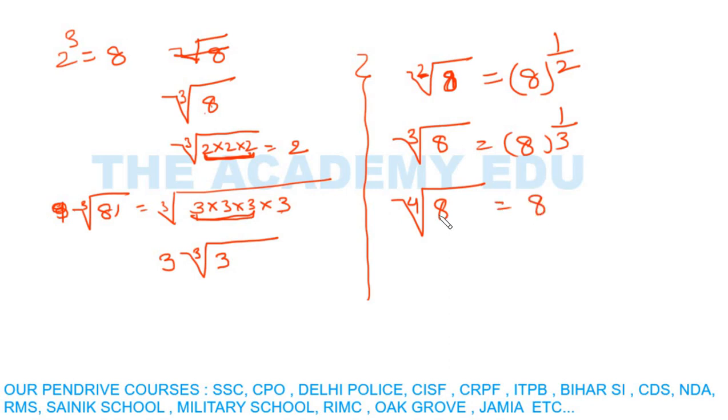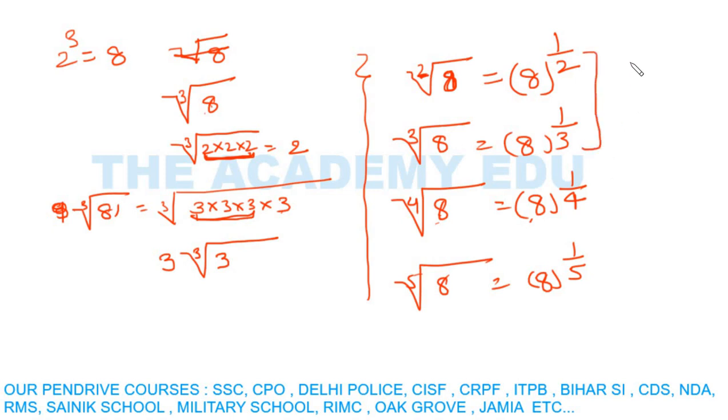Suppose a 4 is written here and 8 here. So it's the 4th root of 8. The 4th root of 8 can be written as 8 raised to the power 1 upon 4. Right. What is the 5th root of 8? I can write it like 8 raised to the power 1 upon 5. These are the ways to write the square root, cube root, 4th root, 5th root. Got it? It will come in very handy.